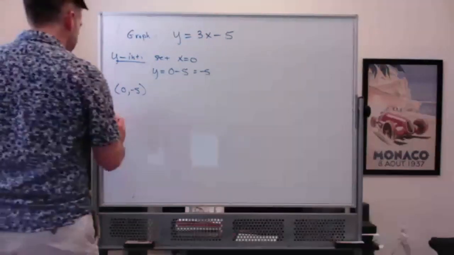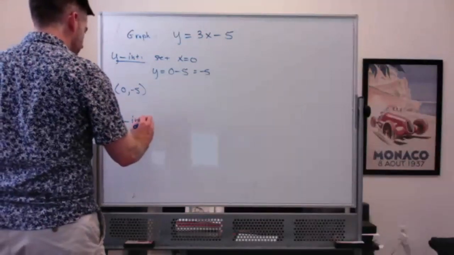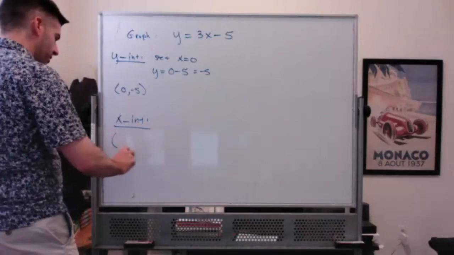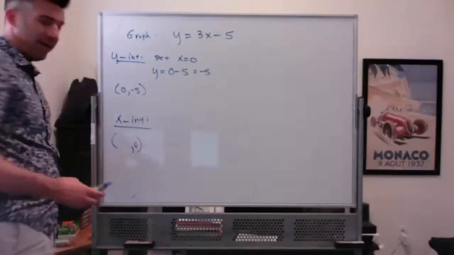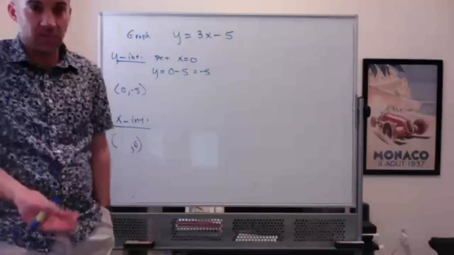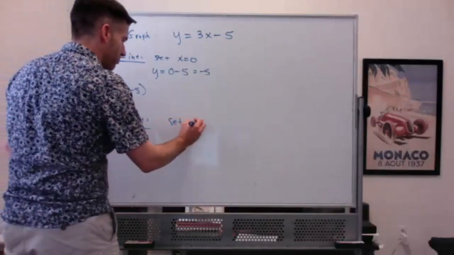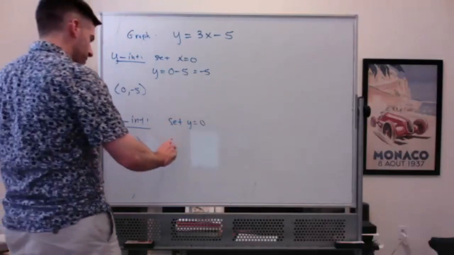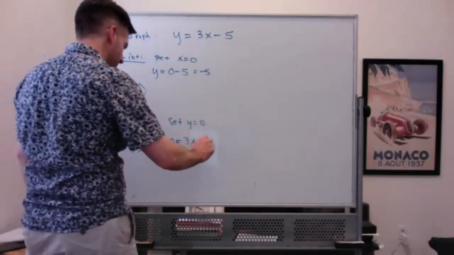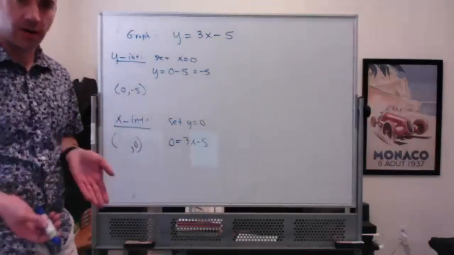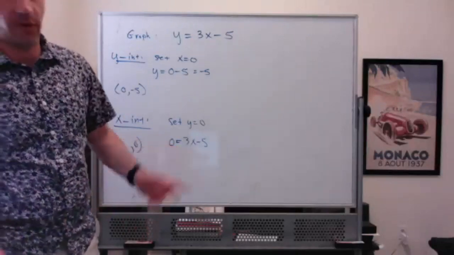In the same sort of way, my x-intercept, I know is going to have a coordinate that's something, comma 0. It has to have a y coordinate of 0 to be on the x-axis. That's why I'm setting y equal to 0. So then I'm going to set y equal to 0. Finding the x-intercept is usually a little more work than finding the y-intercept. We have to actually solve for x.